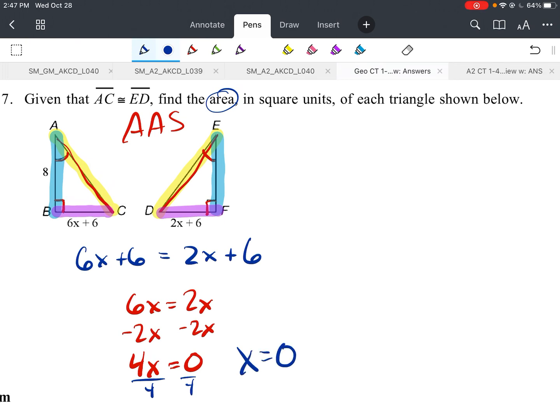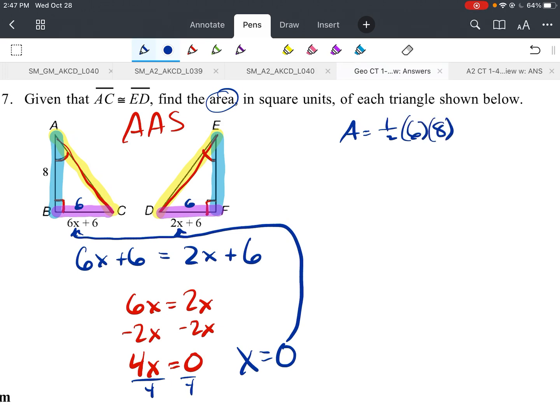X equals 0. When you plug it in, take your x, put it in here or here, and it's going to give you 6 both times. So either way, the base is 6, the height is 8, so A equals 1/2 base times height. And let's see, half of 6, that's 3, times 8, that's 24, and yeah, 24.